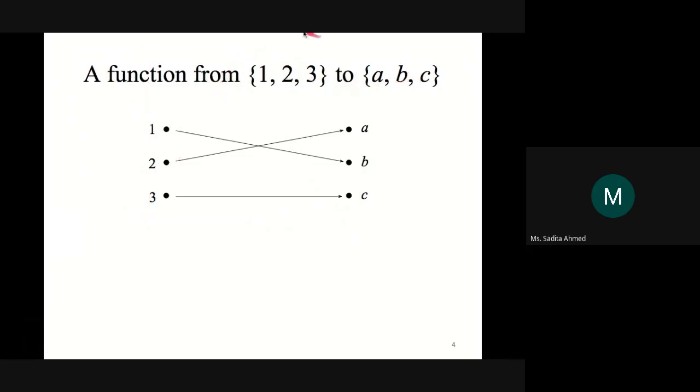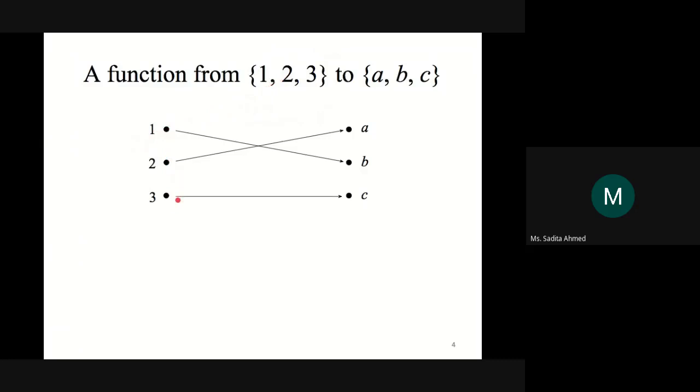So you see the set on the left-hand side. The set on the left-hand side has what elements? These elements: 1, 2, 3. What is the first condition? The first condition is that each of the elements of the set on the left-hand side has to be mapped. You see, each of them is indeed mapped. So that is the first condition fulfilled.